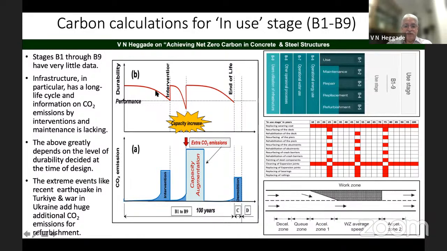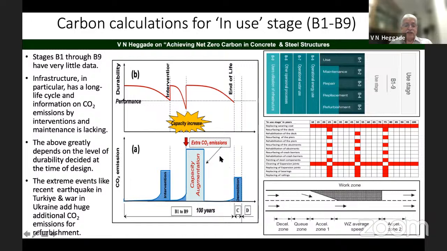And if the performance is going down, this performance has to be brought up. It has to be refurbished or rehabilitated, and in some cases replacement has to take place, and the capacity increase has to be done. Again, when the capacity augmentation is to be done, carbon dioxide emission takes place.